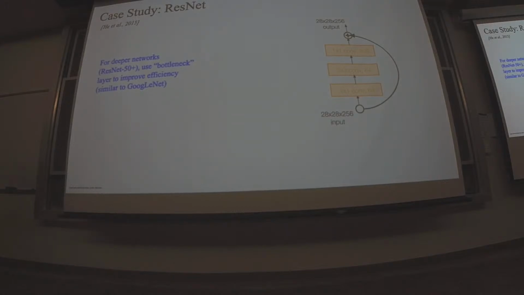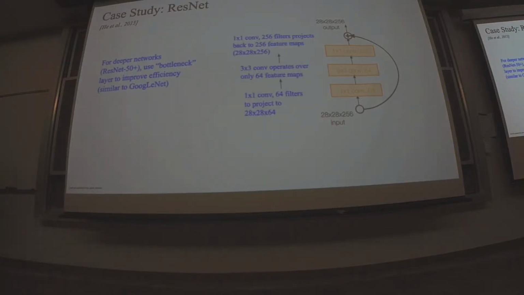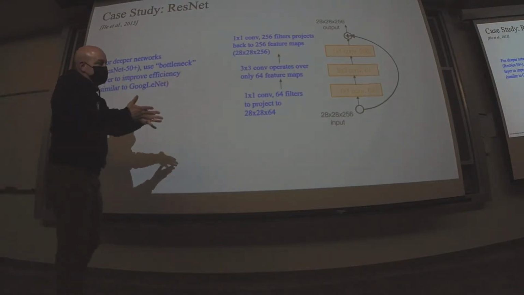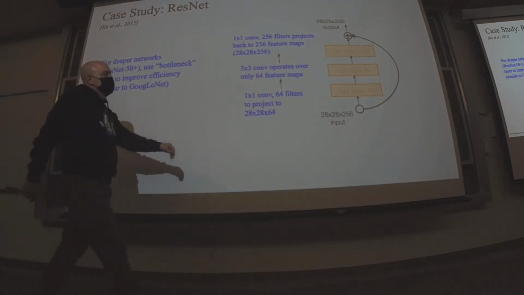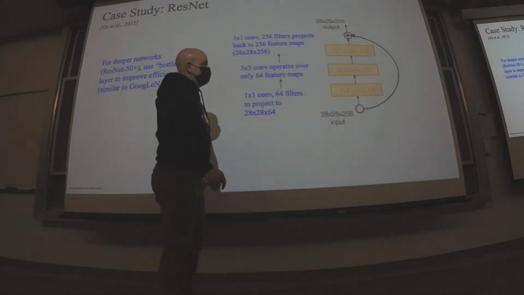So this is typical in these deeper networks, like the ones that won the competition: you would see these residual blocks. The point is that the total number of operations being done in here is drastically reduced, because you've reduced the number of filters before you do the 3x3 convolution.